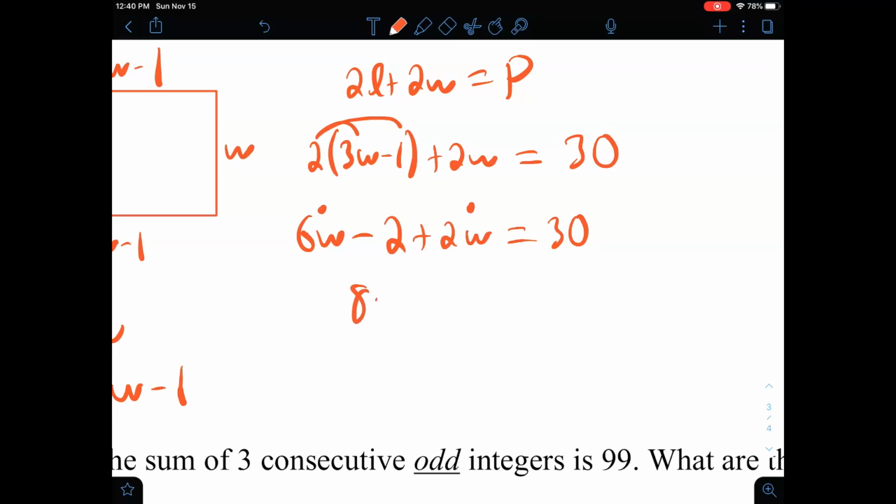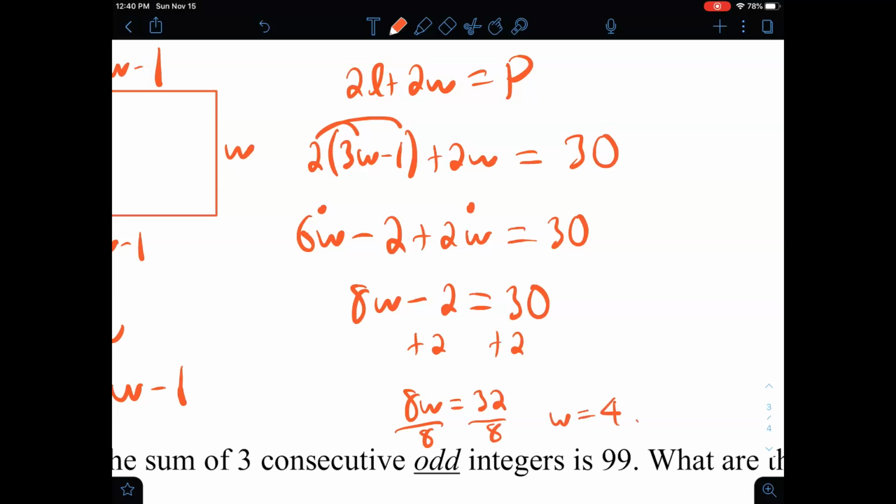No. Any like terms? Yep. 6W plus 2W is 8W. Minus 2 equals 30. Now we need to solve for W. We need to get rid of that minus 2 by adding 2 to both sides. So 8W is going to equal 32. Divide by 8. W is going to equal 4 feet.